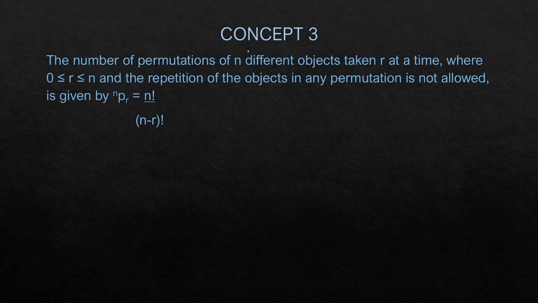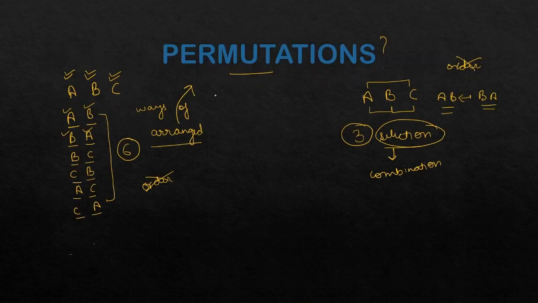After understanding the basic difference between permutations and combinations, we move on to the third concept, which is the number of permutations of n different objects taken r at a time, where 0 is less than or equal to r and r is less than or equal to n, and the repetition of the objects in any permutation is not allowed. The answer will be given by this formula, but before understanding the formula, let us understand what is meant by n and r.